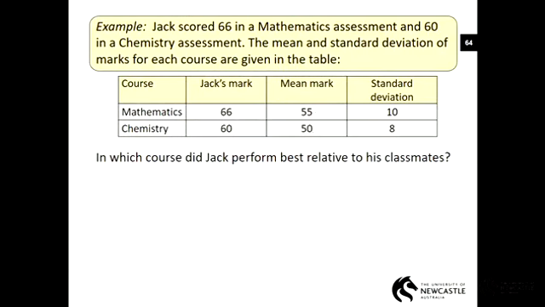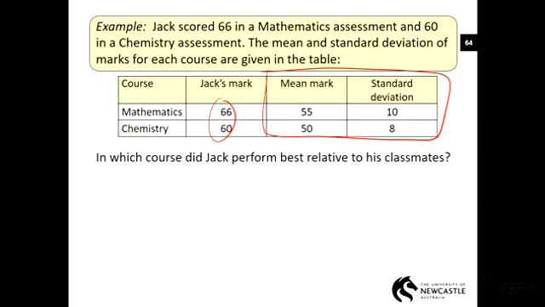Okay. Another one out of the book that's already written out. Just explain it. Jack scored 66 in a maths assessment and 60 in a chemistry assessment. The mean and standard deviation of marks for each course are given in the table. So this is Jack's mark, and this is the entire class's details. In which course did Jack perform best relative to his classmates?